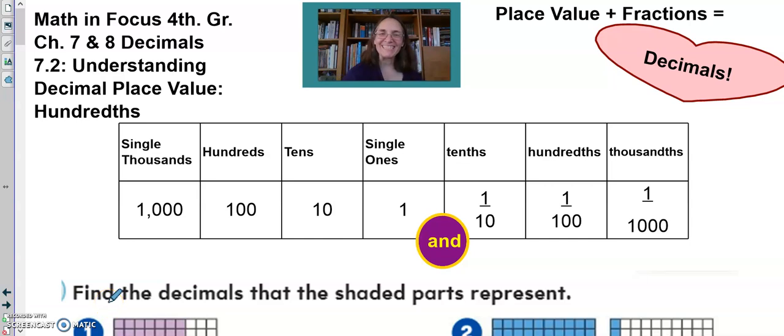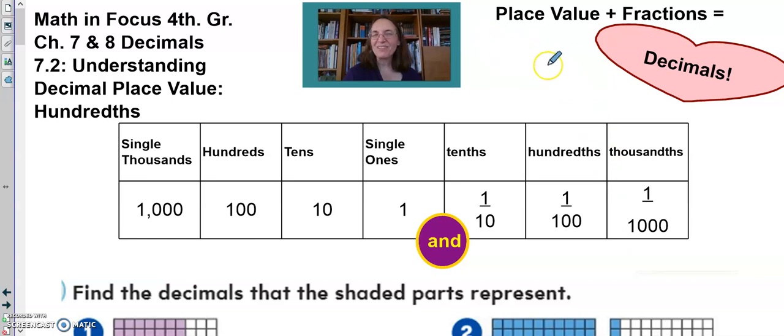Hello, my mathematicians. This is Miss Foster with Math in Focus, Grade 4, Chapter 7, Lesson 2, Understanding Decimal Place Value. In our last lesson, we really looked at tenths, and today we're going to spend some time with our hundredths. But the big ideas are the most important here.